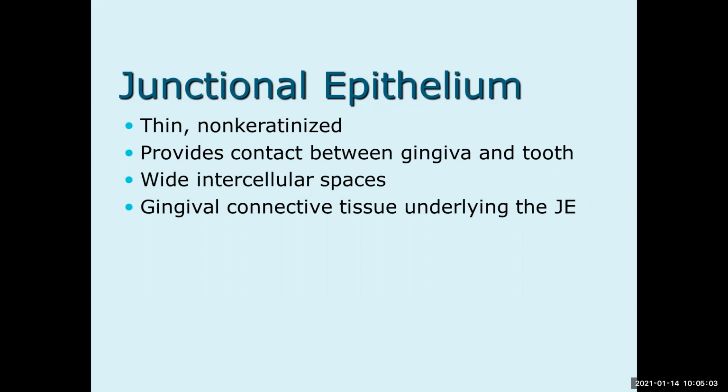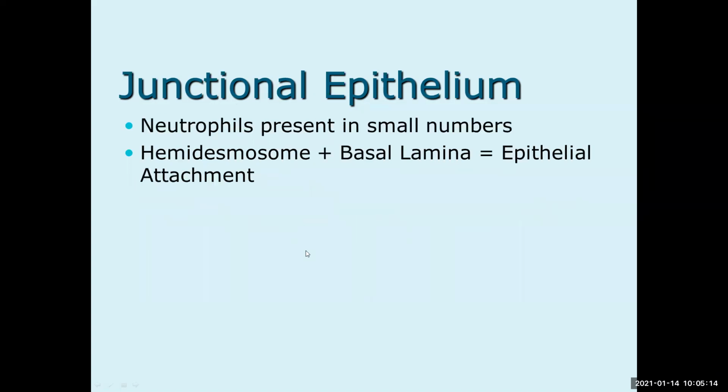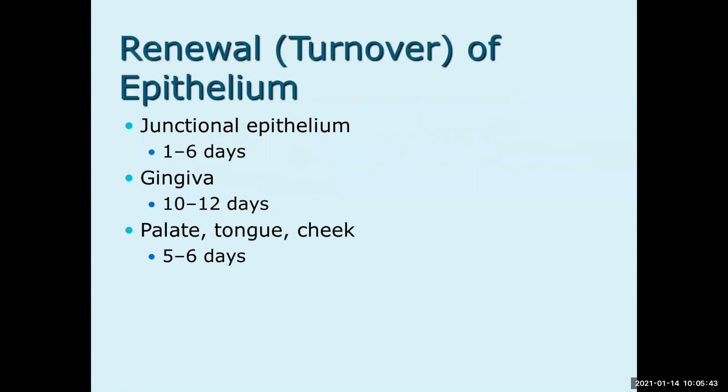And then the gingival connective tissue is underlying that junctional epithelium. So the big thing is that it is thin and it has wide intercellular spaces, so it's very susceptible to disease. It has neutrophils that are present in small numbers. Then you've got your hemidesmosomes and your basal lamina. Those two together are your epithelial attachment. Hemidesmosome is half of a desmosome, and those desmosomes relate to how widely spaced those cells are.